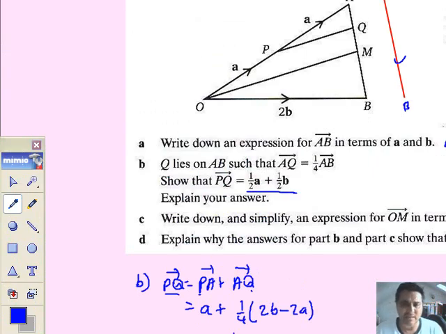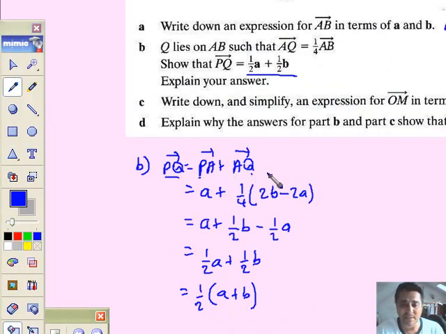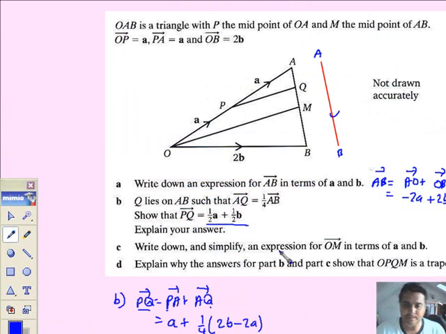I've actually proved it by showing the vector diagram that I'm using, PQ. How did I do it? I went PA plus AQ, substituted the vectors and done it. It says explain your answer. I have explained it.